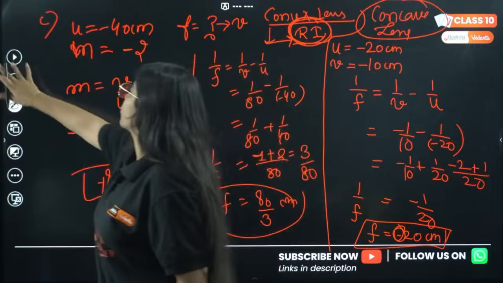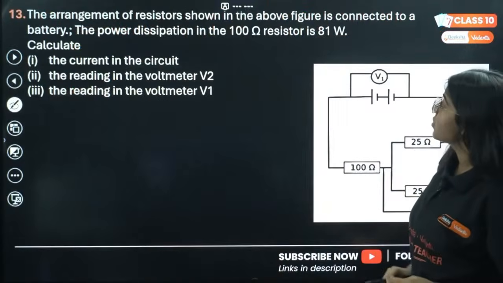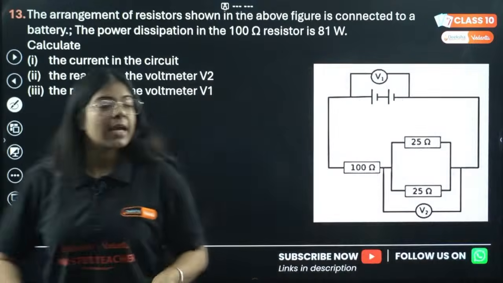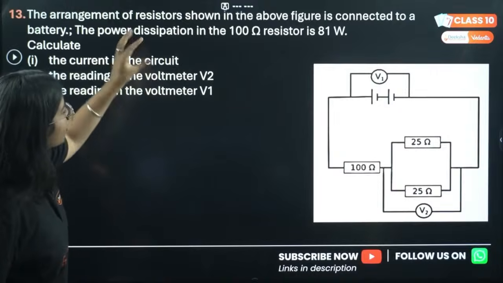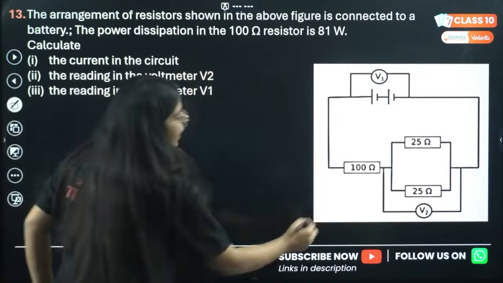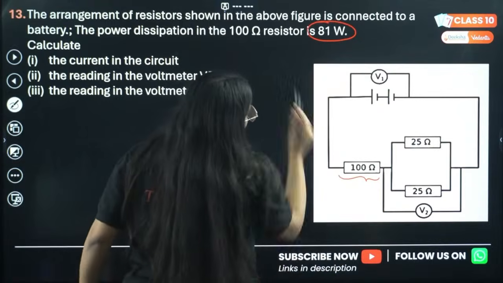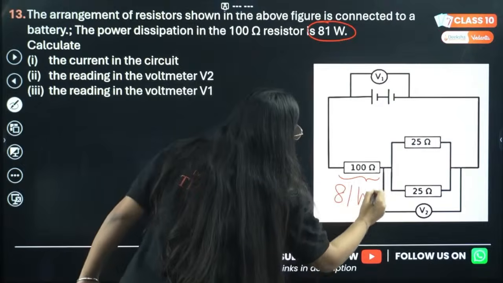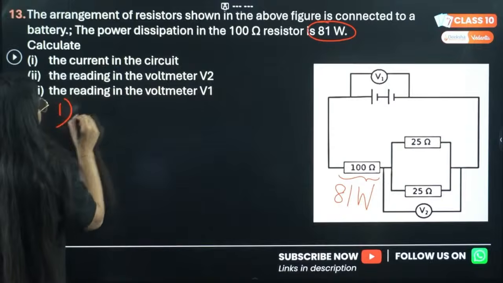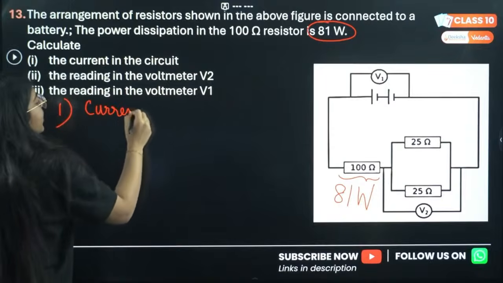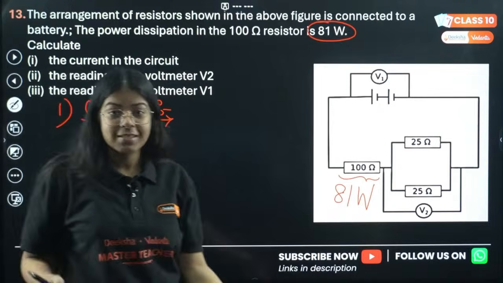Okay. Next question, the 13th, says the arrangement of resistors shown in the above figure is connected to a battery. The power dissipation in the 100 ohm resistor is 81 watt. So calculate the current in the circuit. We need to calculate the current in the whole circuit. To calculate current, we need the equivalent resistance first.